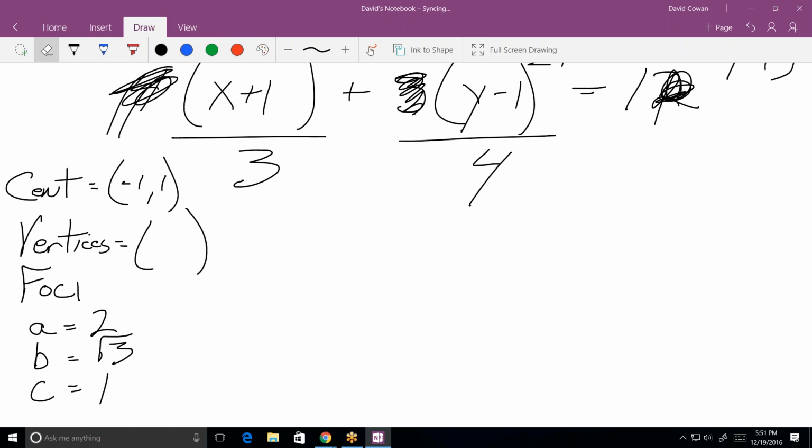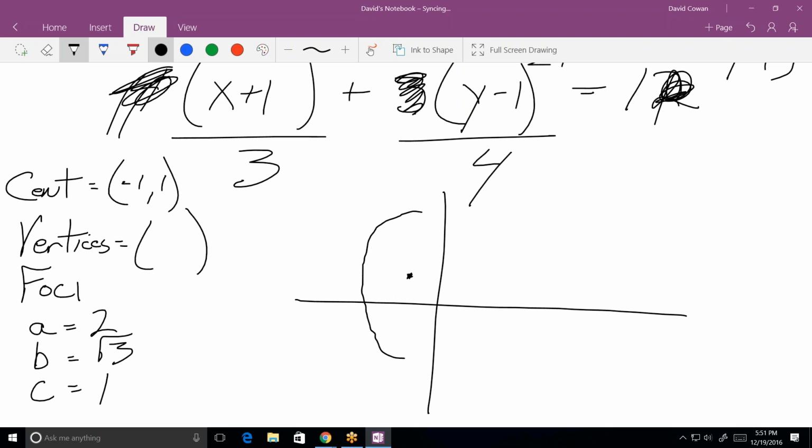Now, we have everything. Let's graph it. Center is at -1, 1. And we know it is a vertical ellipse. Now, I draw it like that even though I don't really know that it crosses the y-axis or the x-axis. In other words, I'm really grossly approximating it. Not going to change the coordinates I put on all of the vertices.